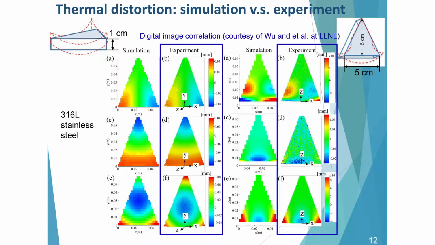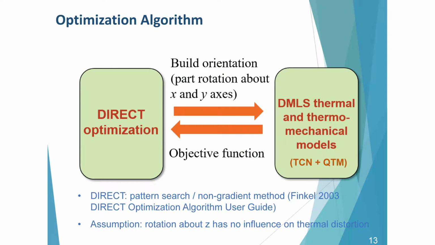So after we get QTM and TCN to work, we can get the thermal distortion value very quickly, and we can perform the optimization loop we talked about earlier. The optimization method we are using is called DIRECT. This is a method in the literature. If you want to know more about it, you can go to this reference here. This one is a pattern search method and non-gradient method. It samples different orientations and tries to find a better solution in the next optimization loop.